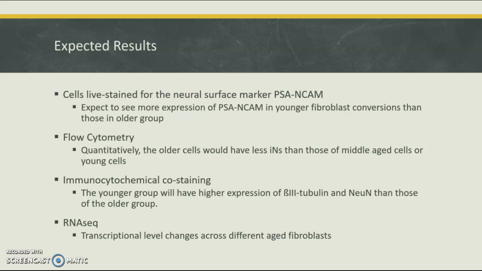For the co-staining, younger groups, I believe, will have a higher expression of beta-3 tubulin and NEUN than those of older groups to show that there is a higher expression of induced neurons than those in the older group. And lastly, for the RNA sequencing, I expect to see some transcriptional level changes across different aged fibroblasts and possibly having to do with the methylation because methylation decreases as you age.